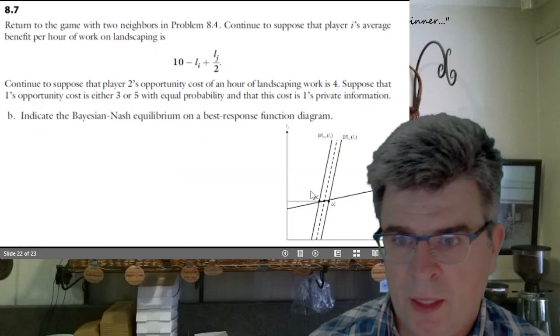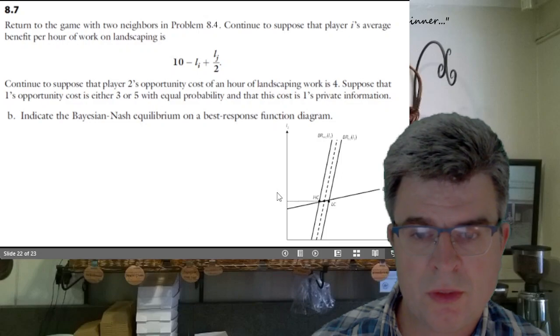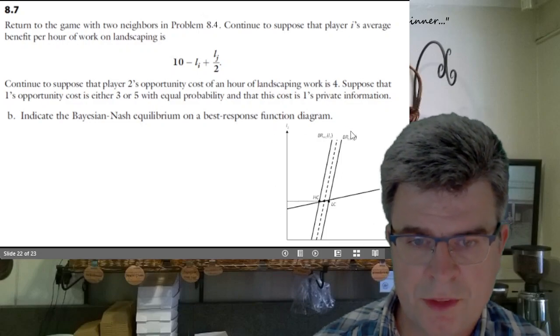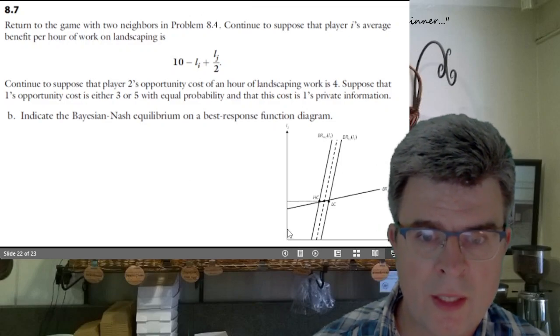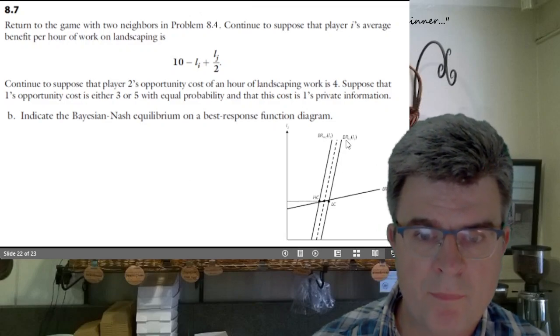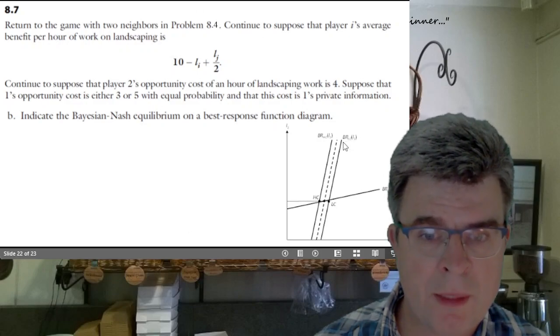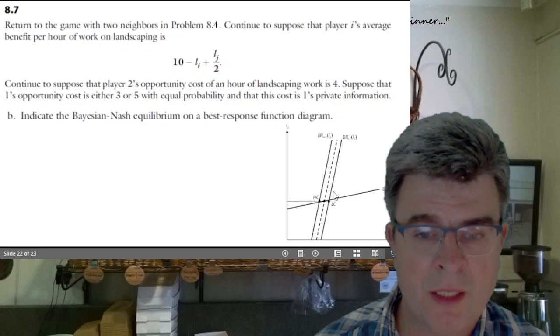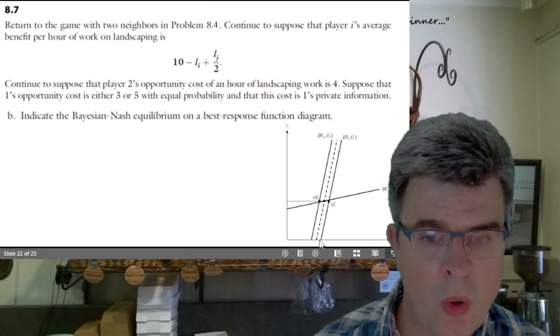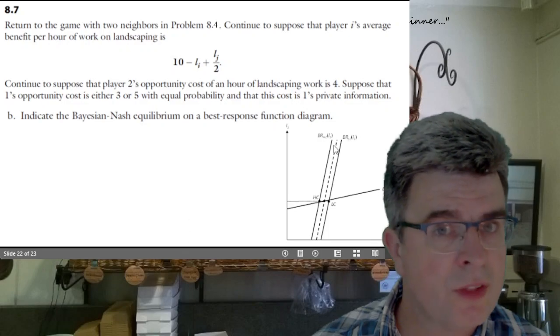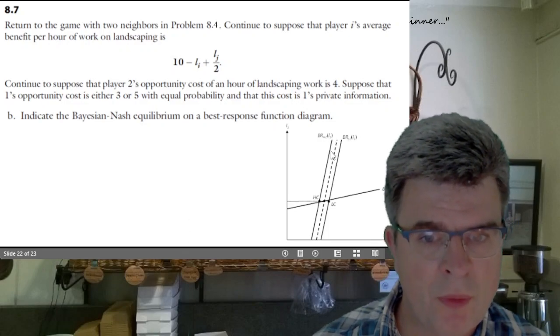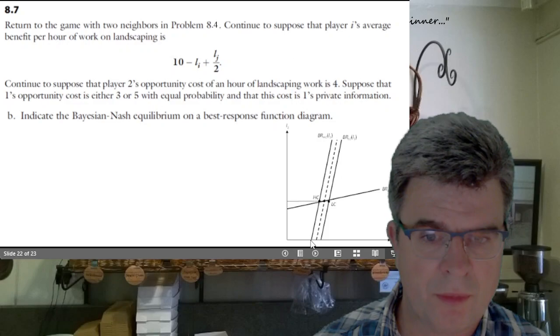Then indicate the Bayesian Nash equilibrium on a best response function diagram. Now, this is the best response function diagram, and the important thing to note here is that neighbor 1 knows which type he is, so he also knows which is his best response function. If his opportunity cost is low, then this will be neighbor 1's best response function. If his opportunity cost is high, then he will know that this is his best response function.